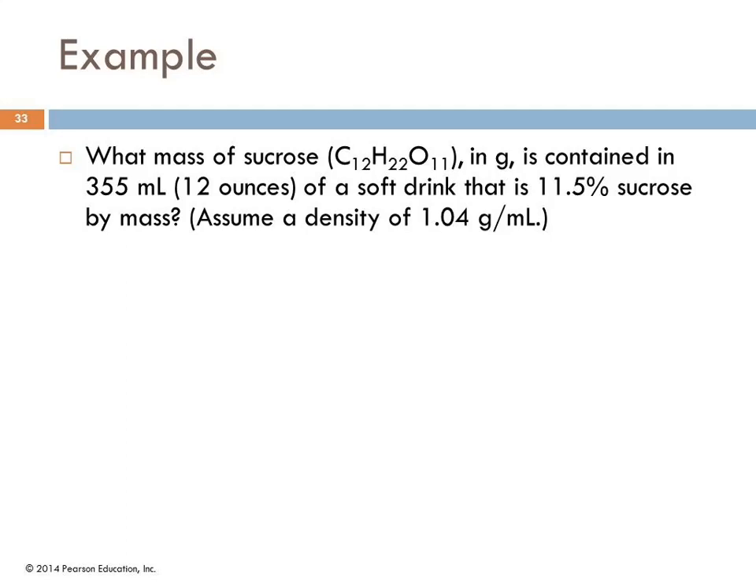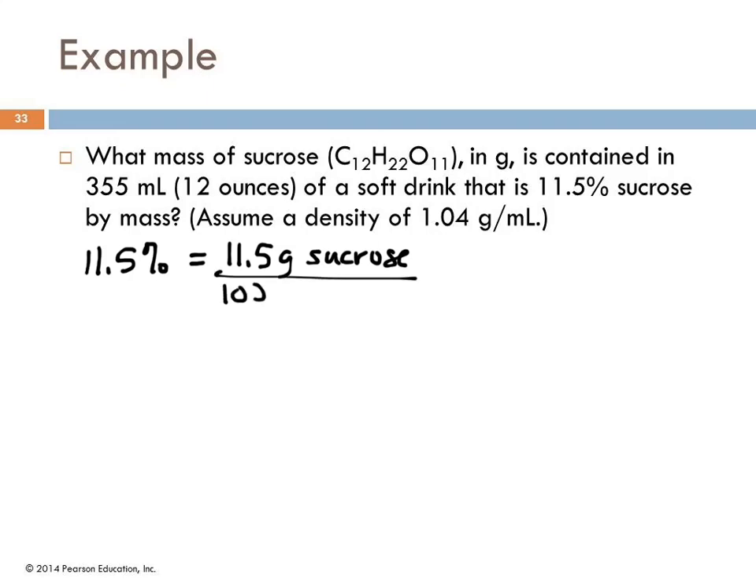Sometimes with a problem like this, you look at it and you're not sure where to start. Well, start just writing stuff down. So 11.5% sucrose. What does that mean? 11.5 grams of sucrose per 100 grams of solution. That looks like it could be a useful conversion factor, right? And then we've got the density over here. The density is 1.04 grams per milliliter.